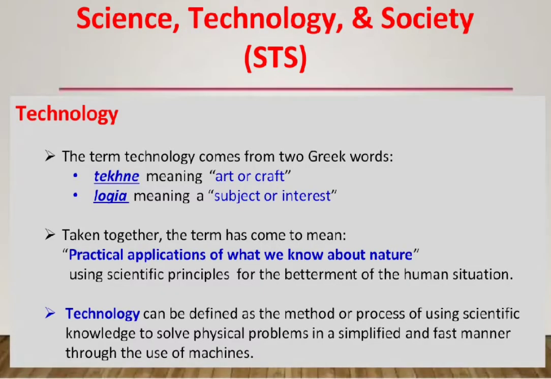In technology, the term comes from two Greek words: techne, meaning art or craft, and logia, meaning a subject or interest. Taken together, the term has come to mean practical applications of what we know about nature. Using these scientific principles for the betterment of the human situation, technology can be defined as the method or process of using scientific knowledge to solve physical problems in a simplified and fast manner through the use of machines.